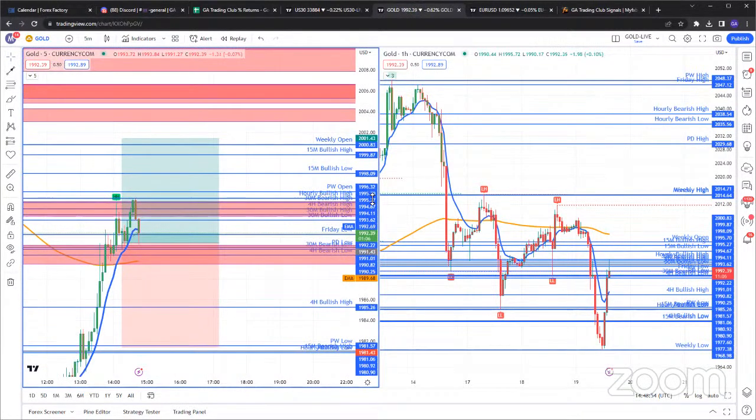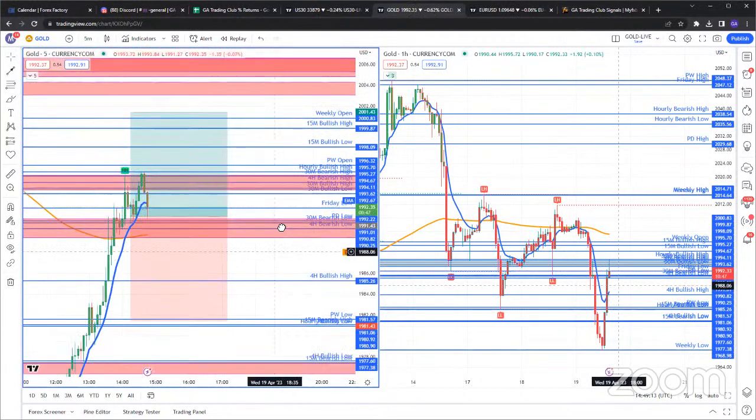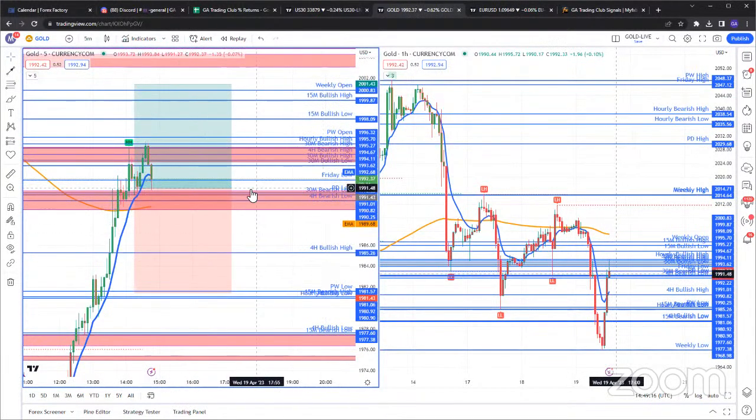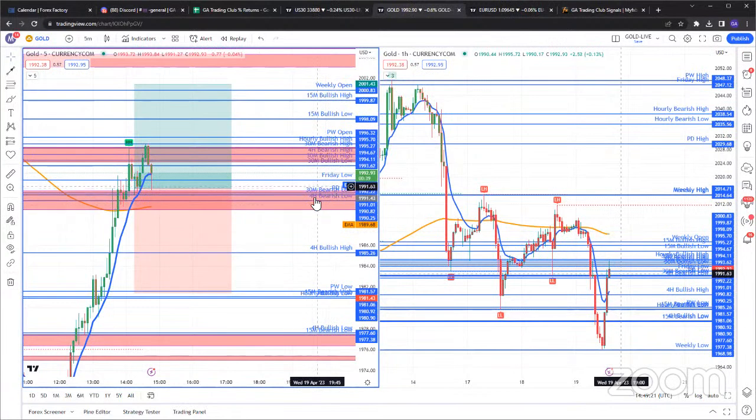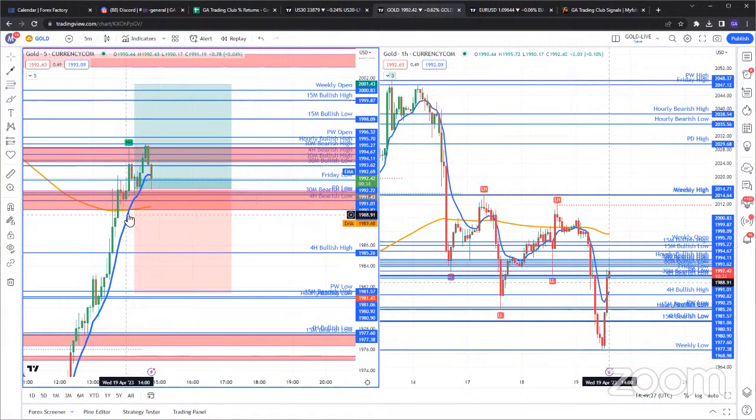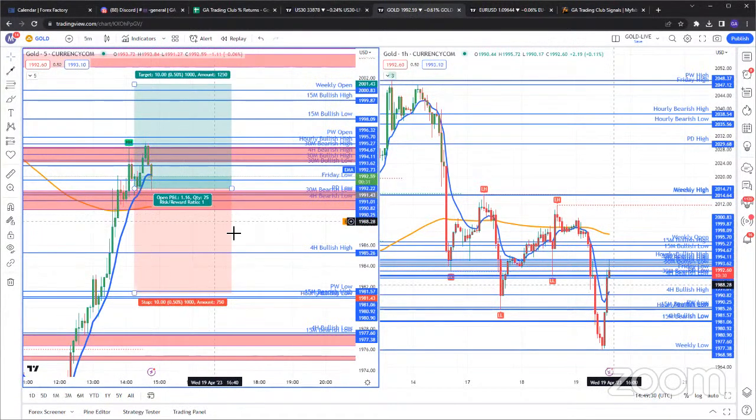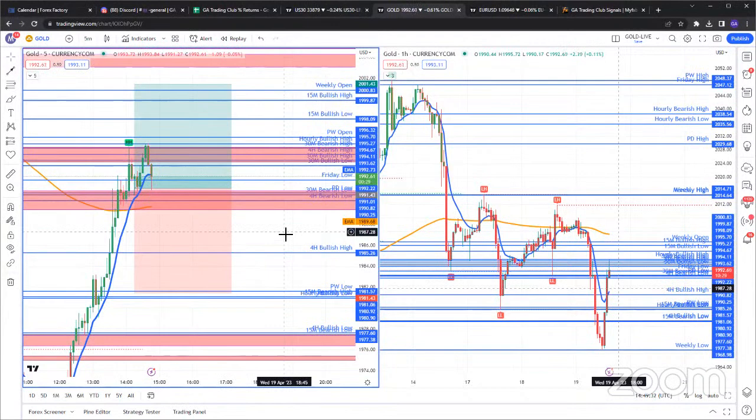The only time you should be concerned is if price closes below the 30-minute bearish high, below the 4-hour bearish low. So if price closes below 1989 on the 5-minute, that is where you need to be careful about this trade, because price will have closed below the 9 EMA, below the 200 EMA, and below a supply zone. More to that, price will have closed below the previous daily low, below the 30-minute bearish low, below the 4-hour bearish low. So if price closes below 1989, just be wary of that.